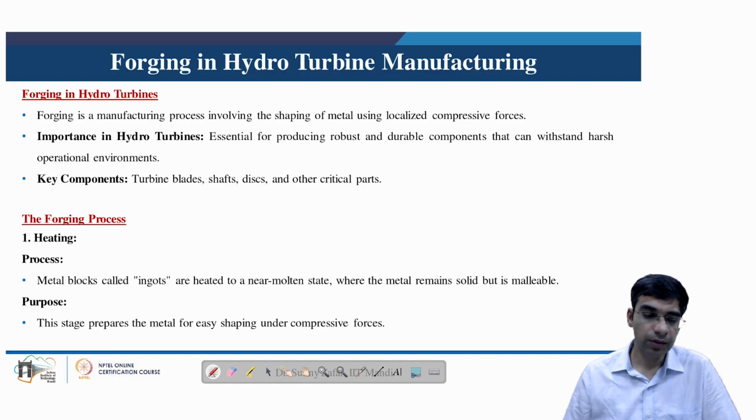The forging process involves heating. In the first step, the metallic blocks known as ingots are heated to a near molten stage where the metal remains solid but malleable. This is also known as the hot working range of the materials, where the materials are processed above their recrystallization temperature. The purpose of heating is so that the metallic components can be easily shaped under the influence of compressive forces.